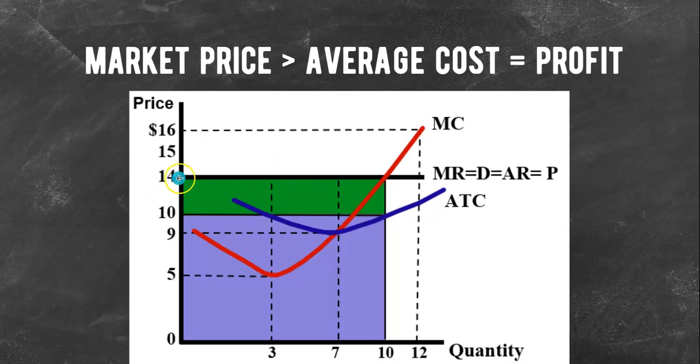And so again, just to reiterate, as long as your marginal revenue, which is also demand or average revenue and price, so as long as your demand or market price is above your average total cost curve at that equilibrium profit maximizing price and quantity. So here 14 is greater than this 10. So it's going to earn a profit.